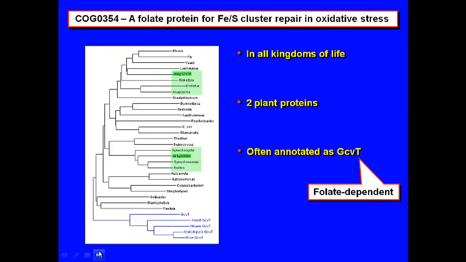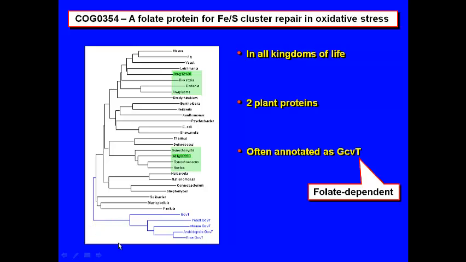So just to back that up, you see, this is E. coli GCVT. This is the E. coli COG034. That's the Arabidopsis GCVT, and these two are Arabidopsis COG034s. So this group diverged way before the speciation here.